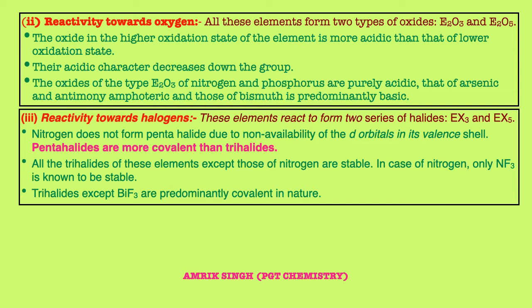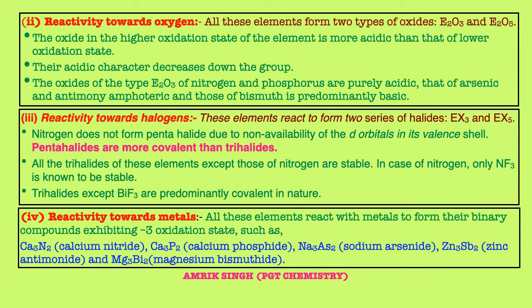NCl3 exists, NF3 exists, but NCl5 may not exist because there is no d orbital in the valence shell in case of nitrogen. Pentahalides are more covalent than trihalides. All the halides of these elements except those of nitrogen are stable. In case of nitrogen, only NF3 is known to be stable. Trihalides except BiF3 are predominantly covalent in nature because bismuth is a metal and metals generally form ionic compounds.